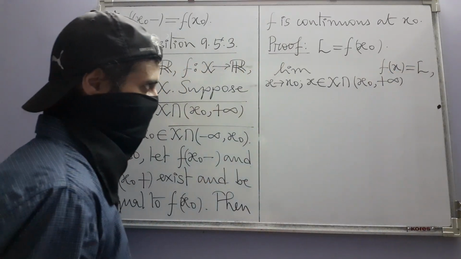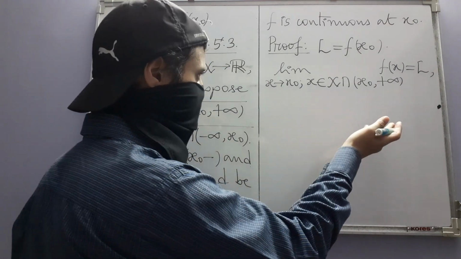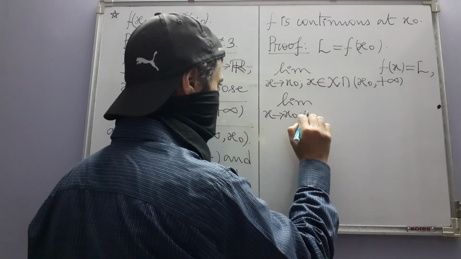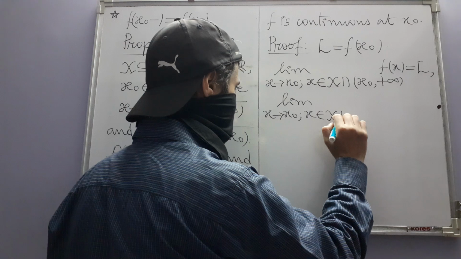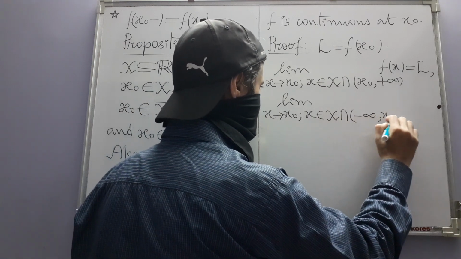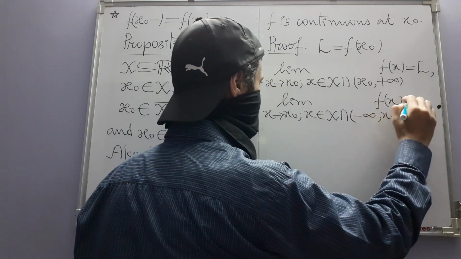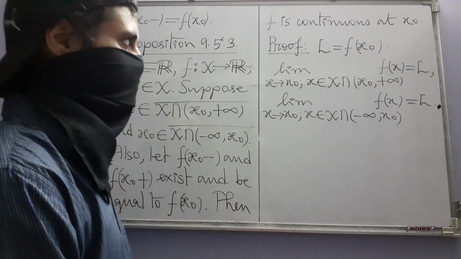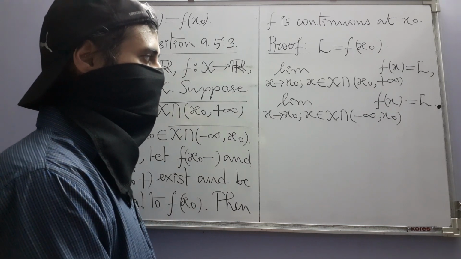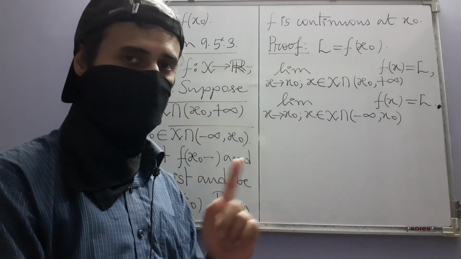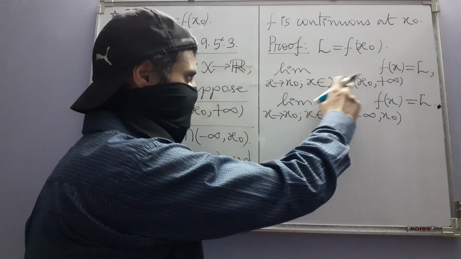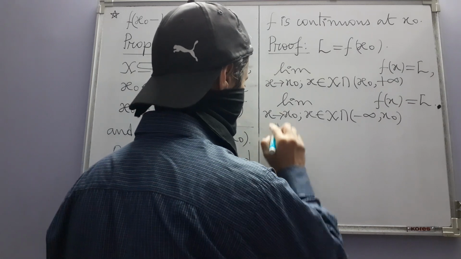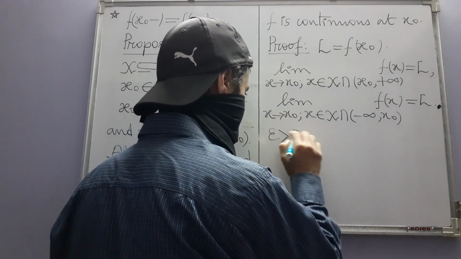This is equal to L. The right limit of f at x naught is L, and the left limit at x naught is L as well. Our aim is to prove that the limit of f at x naught is L, but the set over which we will vary our independent variable is no longer any of these intersections, but the entire x. That's what we want. So let us choose epsilon greater than 0.